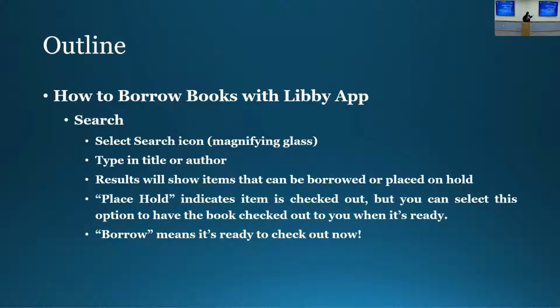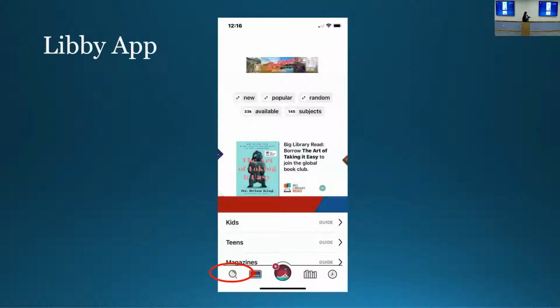So then you can search through the website. You click on the magnifying glass. I don't know if you saw that in the video. And then you can type in your title, the author you're looking for, and then the results that show are items that can be borrowed or placed on hold. So the place hold indicates an item is checked out. So there is a wait time, but you can select this option to have the book checked straight out to you when it is ready. And borrow means that it's ready to be checked out now.